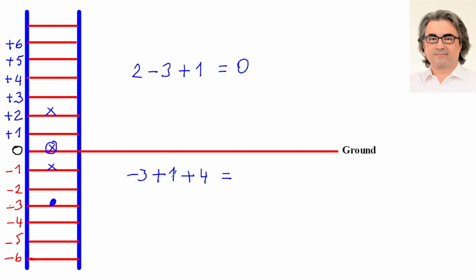After minus 3, the next number is plus 1. Go up 1 step. So count it. 1. You will reach here. Now the last position here is minus 2. After plus 1, the next number is plus 4. It means go up 4 steps from where you are, from your last position. 1, 2, 3, 4, you will reach here. It means plus 2. Write here the result.